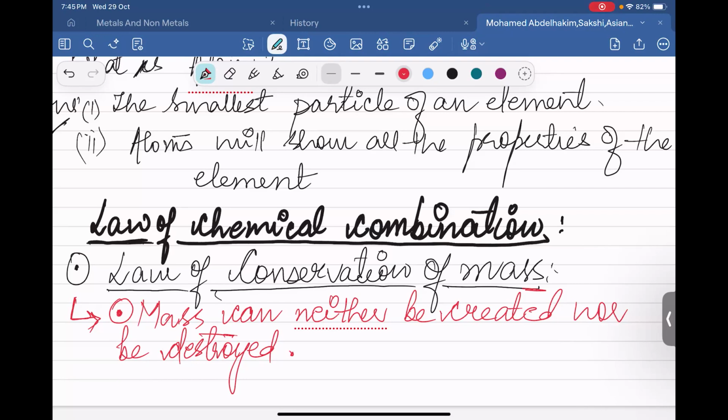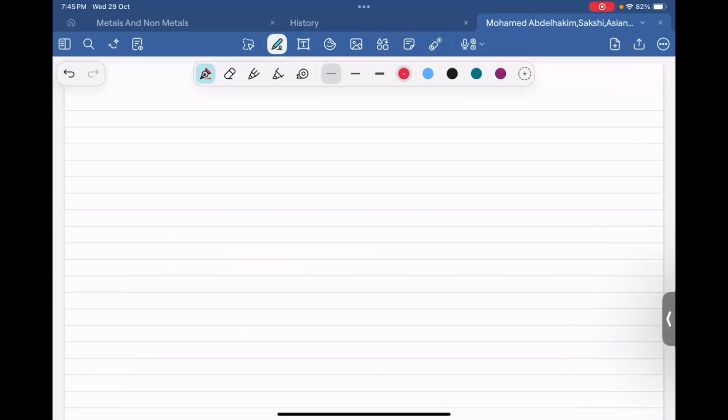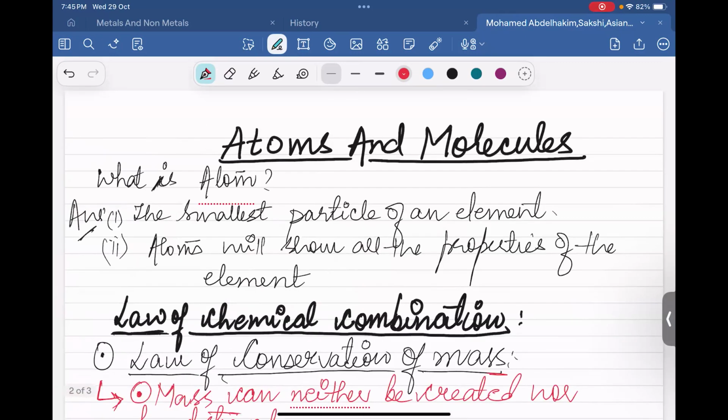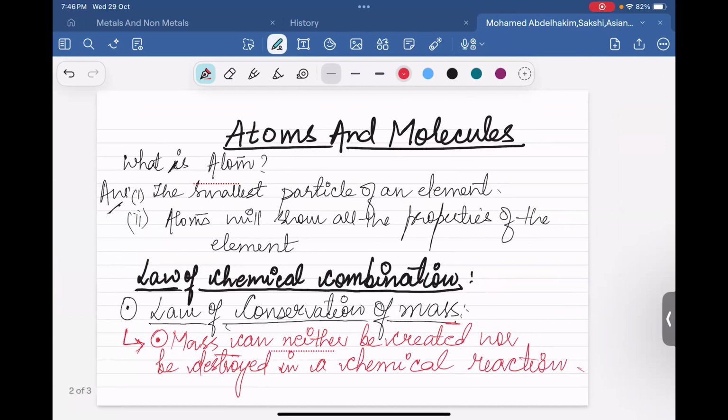Finished? Okay. Let me explain what this law tells. The law is that mass can neither be created nor be destroyed in a chemical reaction. In any chemical reaction that is going on, mass will always be the same.